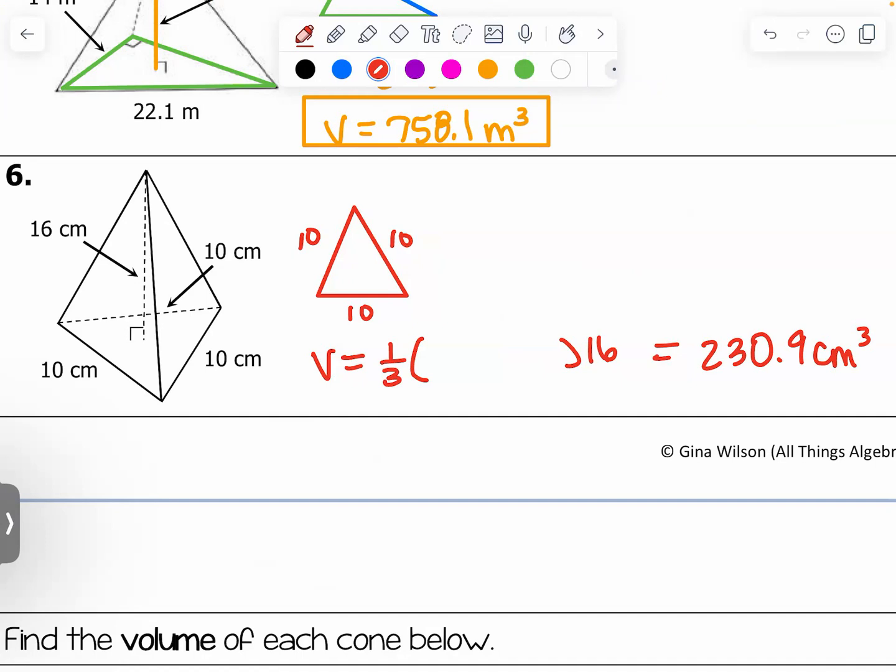Okay, so I am getting 230.9 cubic centimeters. Okay, limit one decimal place. Okay, Alex, how do we get the height of the triangle?